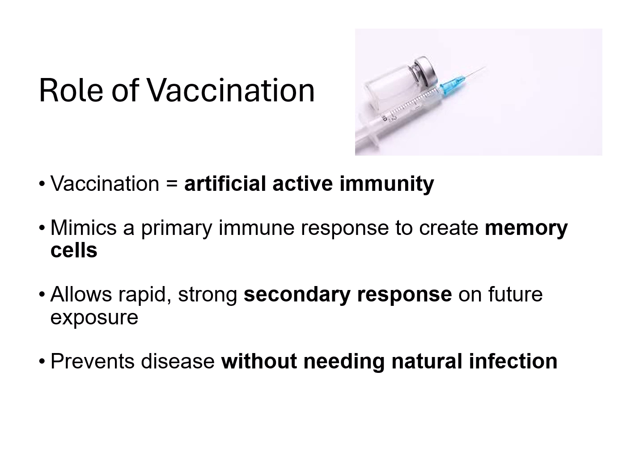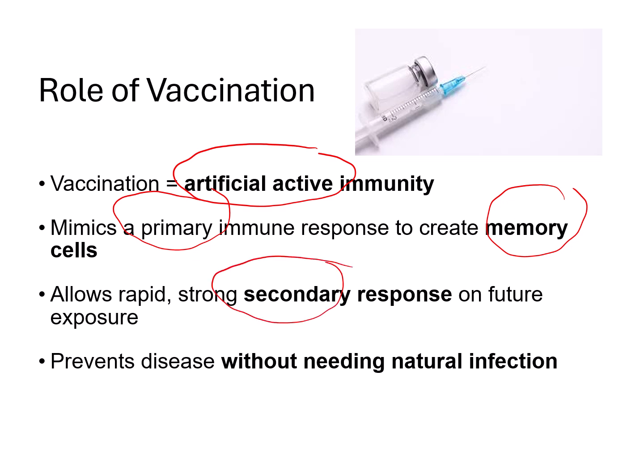Vaccination creates artificial active immunity. It stimulates a primary immune response, so the body produces memory B and T cells. This allows a very strong secondary response if you're exposed to that same pathogen in the future, and this prevents us from having to experience and suffer through the disease from a natural infection.